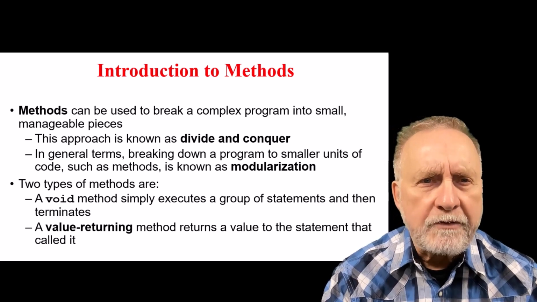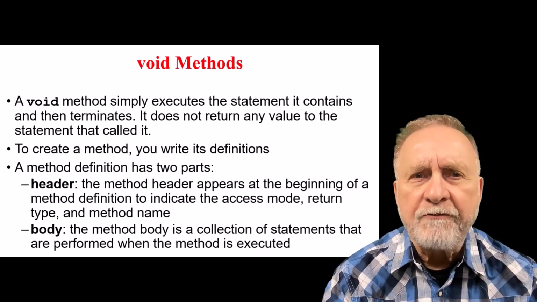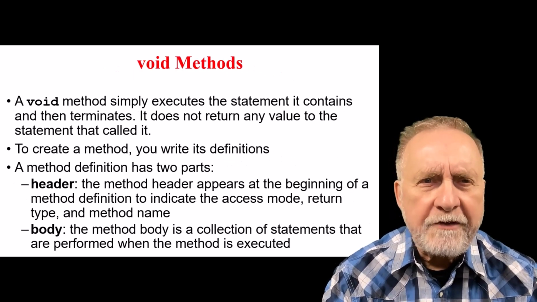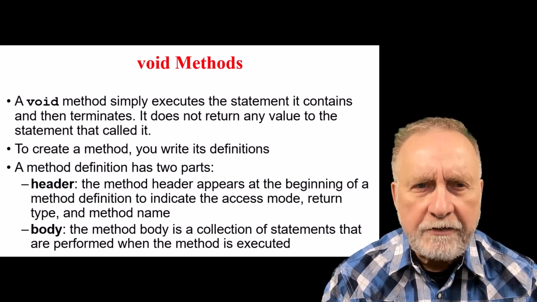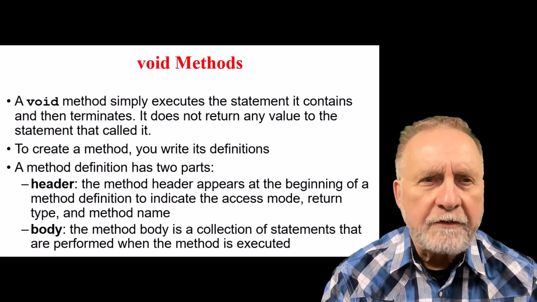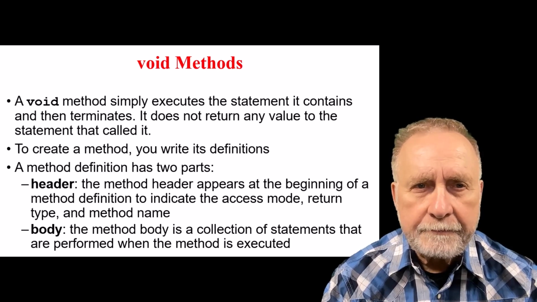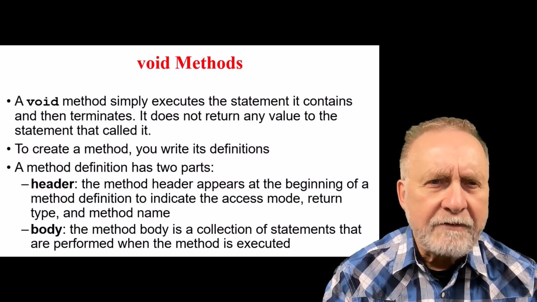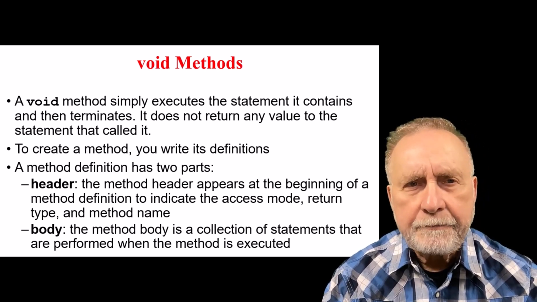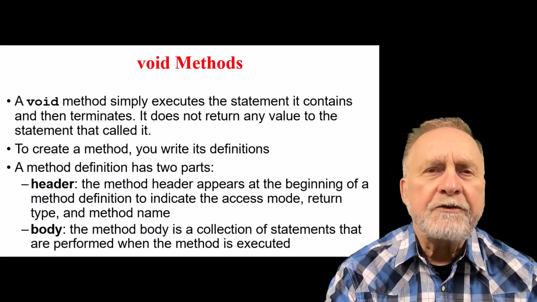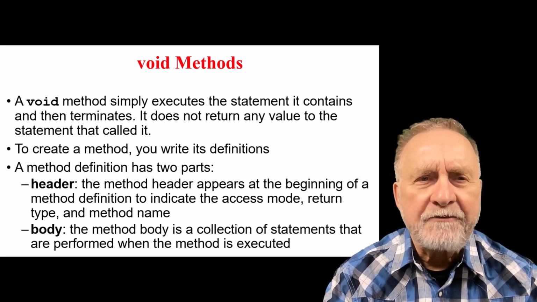There are two types of methods. The one you just saw was a void method. It simply executes a group of statements and then terminates. It consists of a header and a body. The header is that first line of code at the beginning of the method. The body is a collection of statements between the braces that follow the heading.